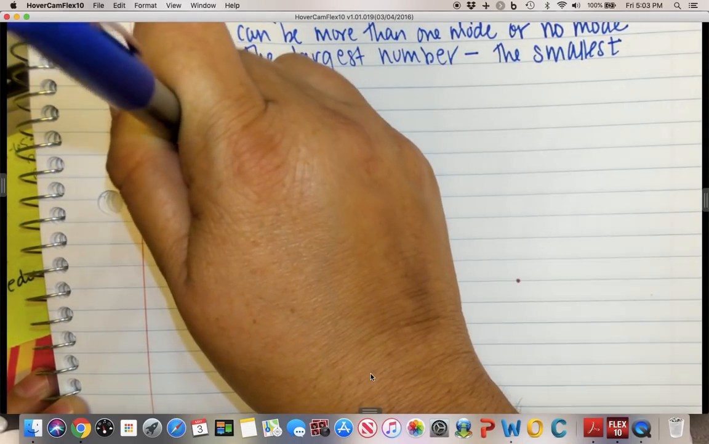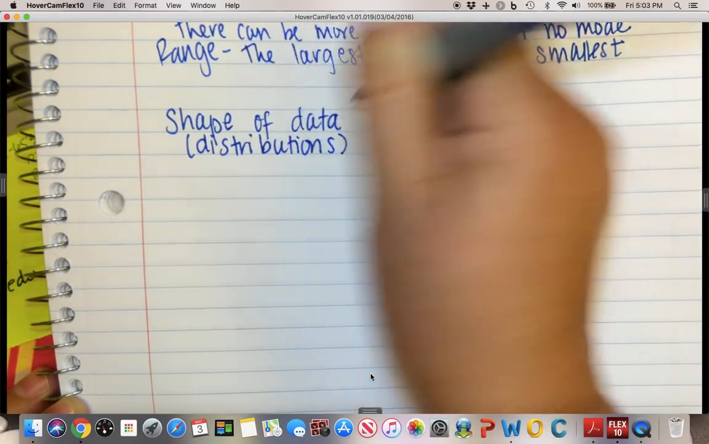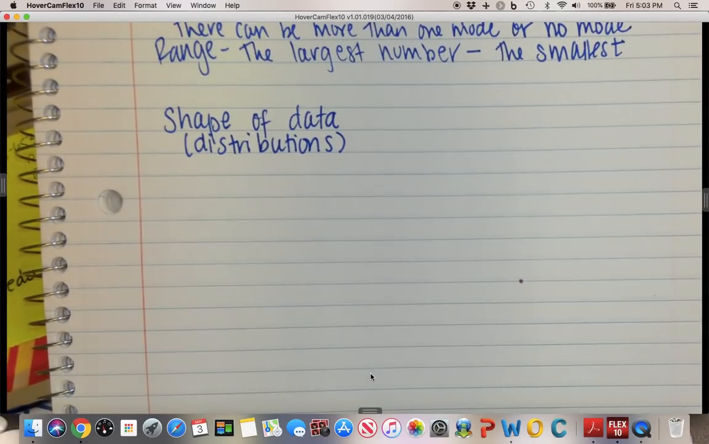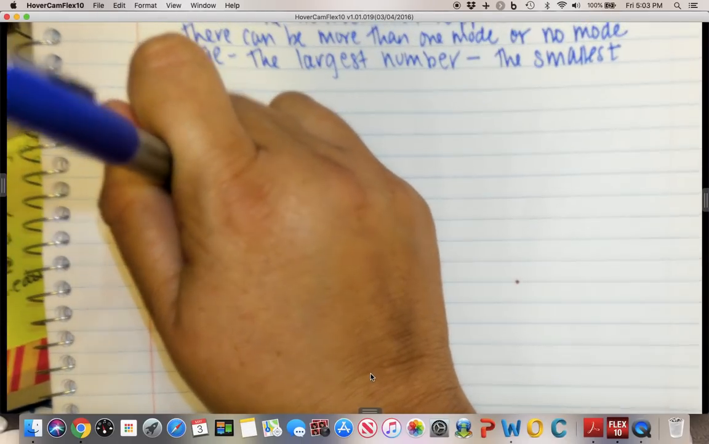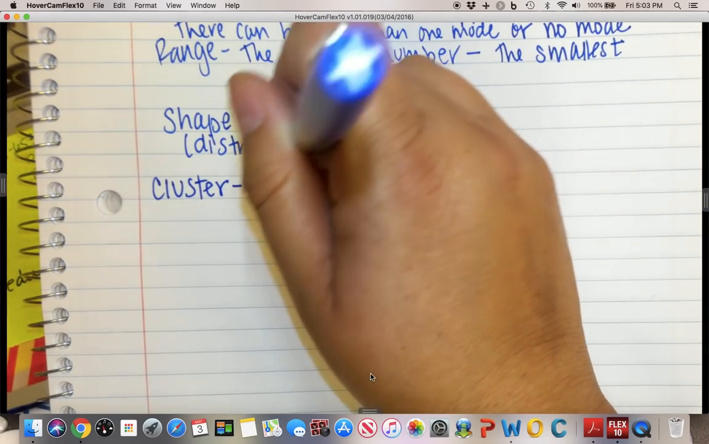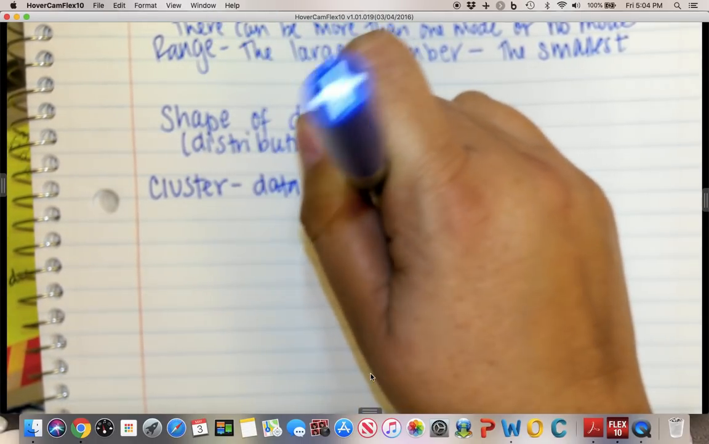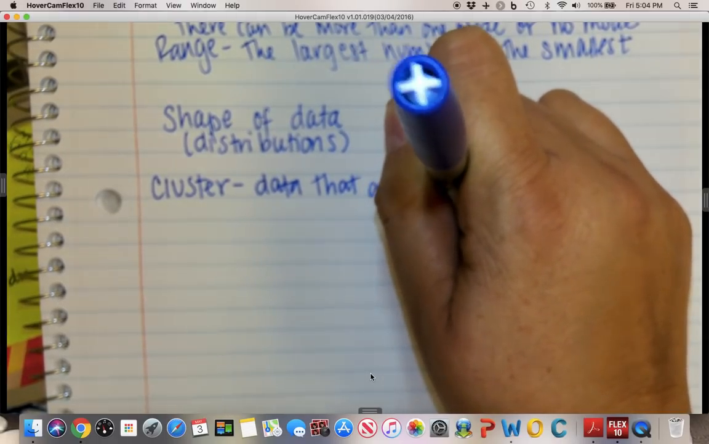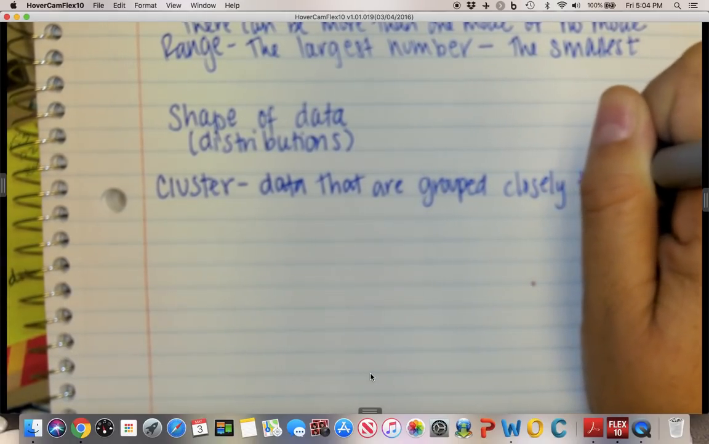It's also called distributions. How is that data distributed out? What does it look like? And that's all that means. So some new vocabulary words. Cluster. A cluster is data that are grouped closely together.